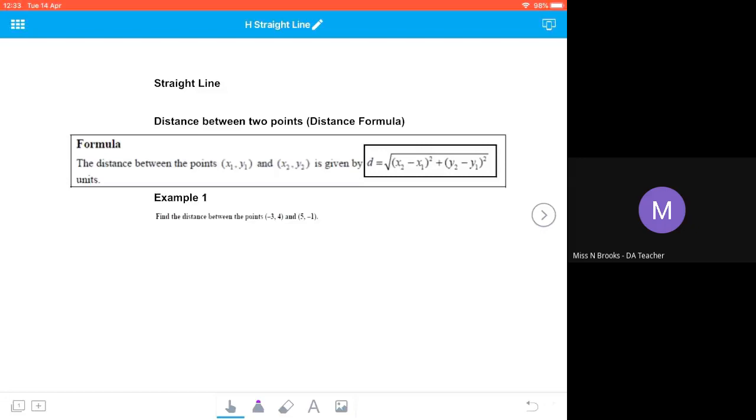And the distance between 2 points, x1, y1 and x2, y2, is given by d, the distance, equals the square root of x2 minus x1 all squared plus y2 minus y1 all squared. So basically we're finding the difference in the x coordinates and we're finding the difference in the y coordinates, and we're using Pythagoras but in something called the distance formula. So let's have a look at an example.